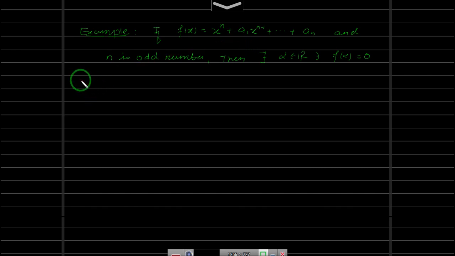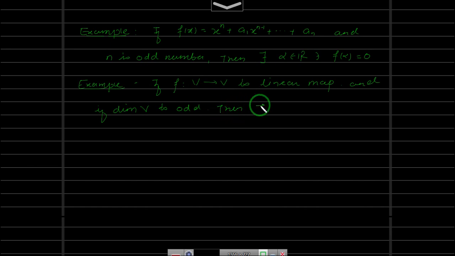Okay, another, we can go for the vector spaces, and we can state by using this example, we can say that if f is a function from V to V, with V a vector space, is a linear map, linear transformation, and if the dimension of V, that is the domain, is odd, then f has a real eigenvalue.